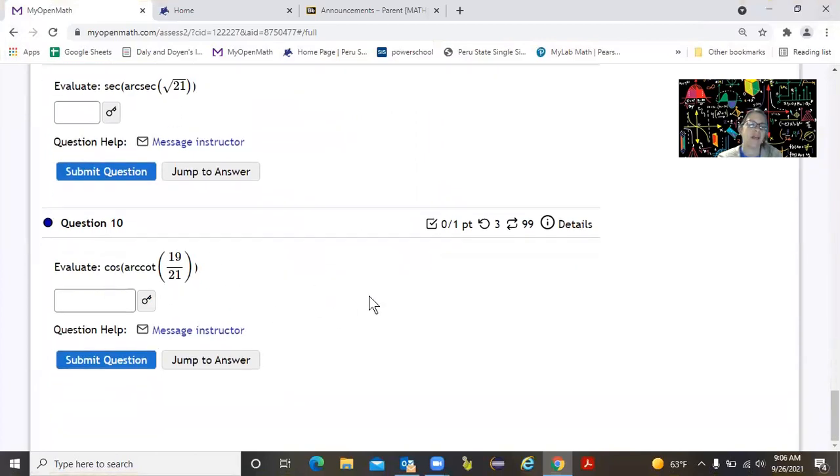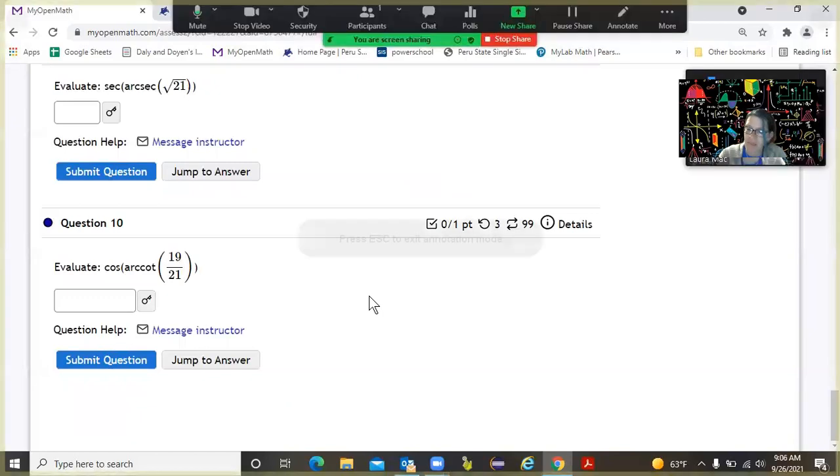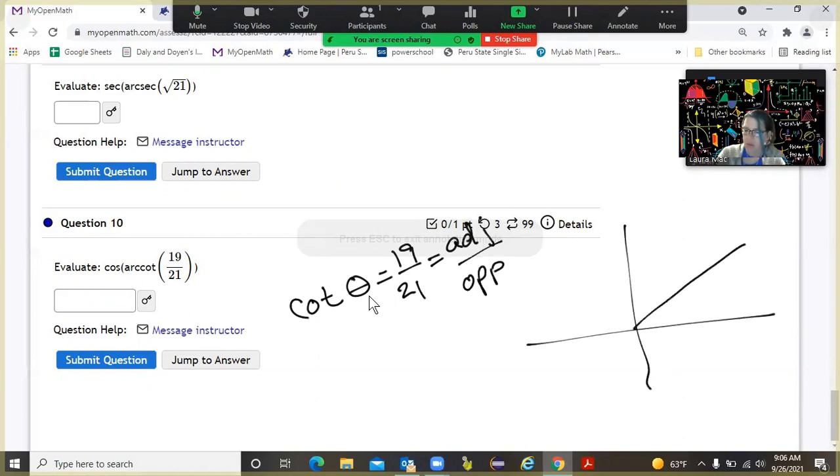So this is cosine of arc cotangent. Again, just think about it the same way. So this is telling me that the cotangent of some angle is 19 to 21. Now, cotangent is the reciprocal of tangent. So if tangent is the ratio of opposite to adjacent, this must be the ratio of adjacent to opposite. Again, notice it's positive, which for inverses tells me first quadrant. So the adjacent is 19, the opposite is 21.